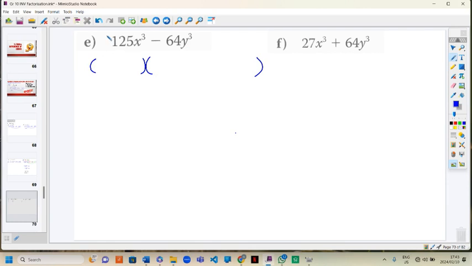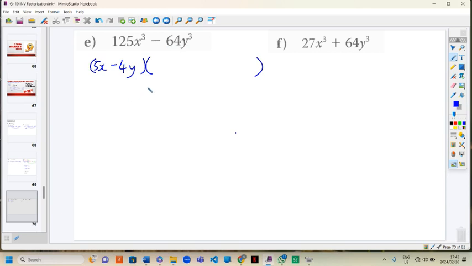So what's the cube root of 125? That's 5. What's the cube root of x cubed? It's x. What's the cube root of negative 64? Negative 4. Very good. And what's the cube root of y cubed? It's just y. Very good.